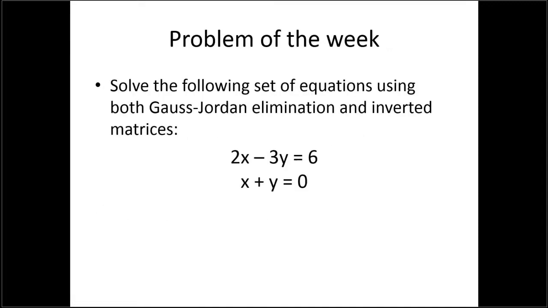So our problem of the week this week is a little more of an algebraic problem. And again, it's not a complicated one, but I'm going to show you a couple of different ways to tackle it just so you have a handle on these different methods and how they work together. The problem is to solve this using both Gauss-Jordan and inversions. The set of equations: 2x minus 3y equals 6 and x plus y equals 0.